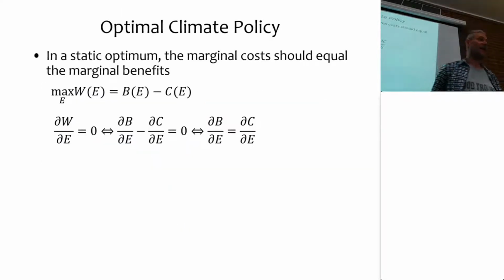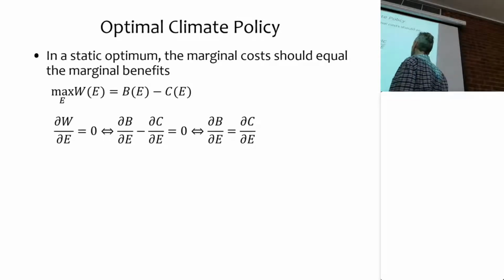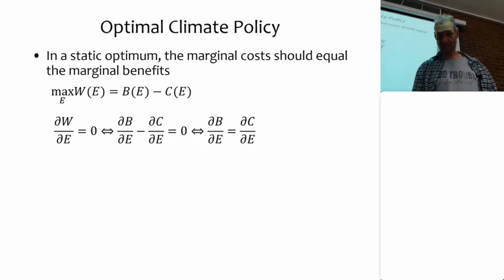You can also do that algebraically. You can also do that in calculus, where we want to maximize our welfare. Welfare depends on our emissions, and we have the benefits of emission reduction and the costs of emission reduction. It's an unconstrained optimization, so we set the W'(E) equal to 0, which means the B'(E) minus the C'(E) should equal 0, or the marginal benefits should equal the marginal costs, right? This is just in calculus what I just showed you graphically.